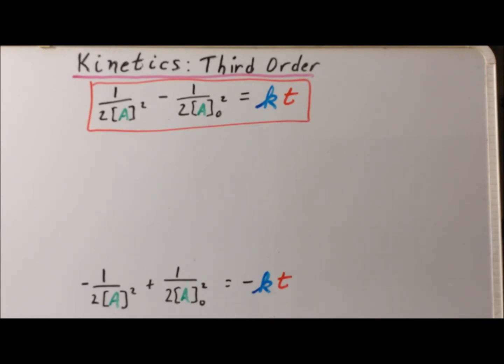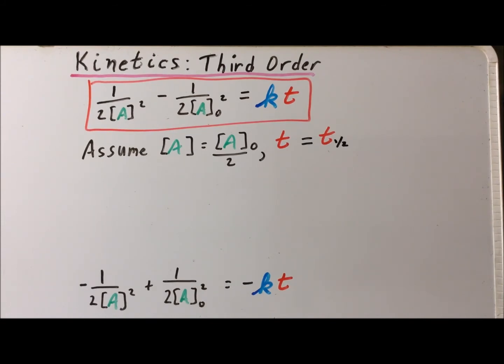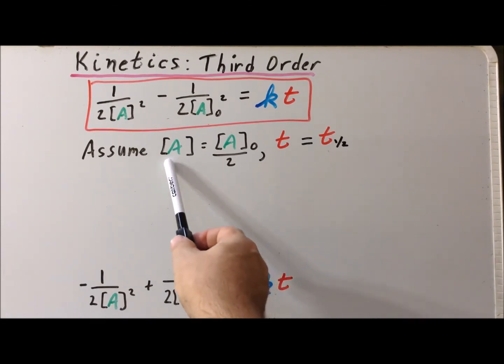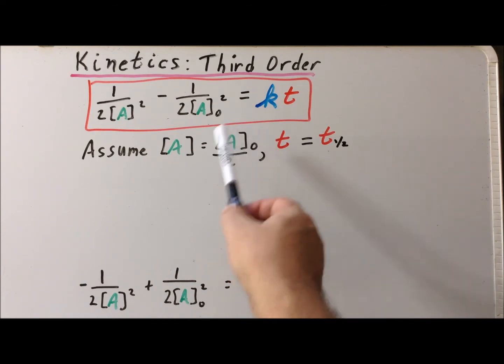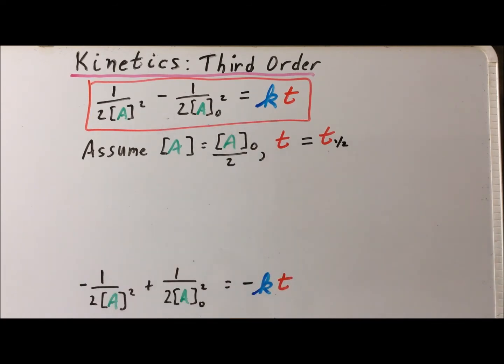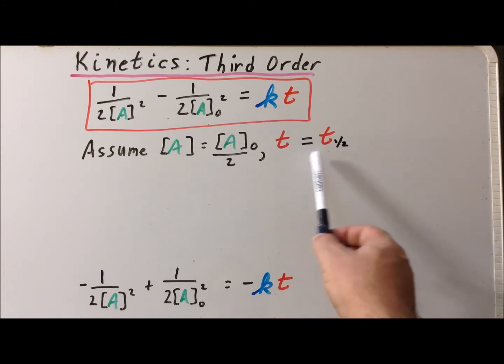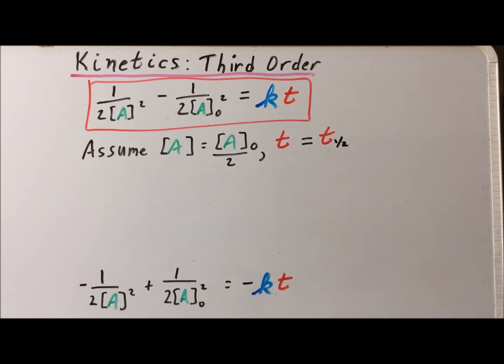Next, we're going to derive an expression for the half-life of such a third-order reaction. By the definition of the half-life, that is when the concentration of A is equal to half of the initial value. So we're going to assume that in our integrated rate law. And the time where this occurs is, by definition, the half-life time.